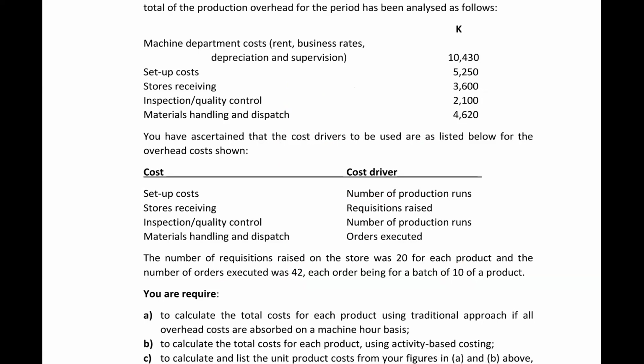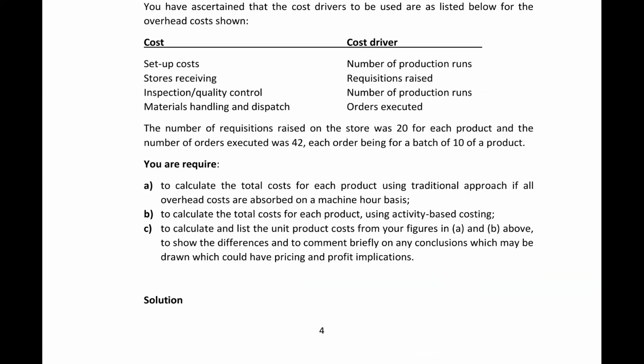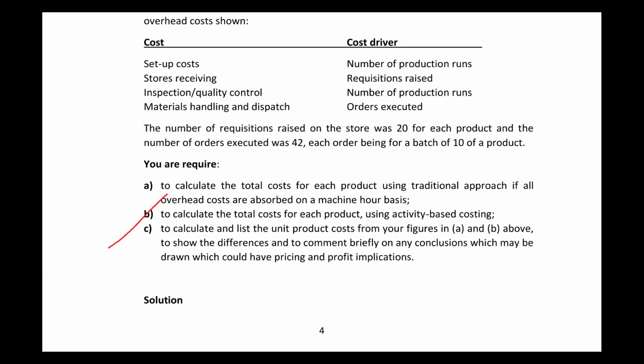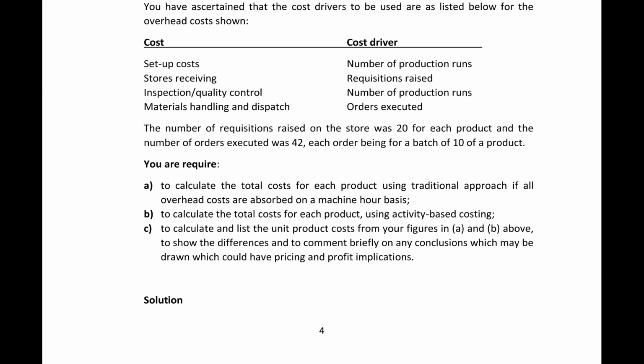What are we expected to do now? We are required to calculate the total cost for each product using the traditional approach, if all overheads are absorbed using the machine hour basis. So this one is for the traditional approach, but the B part is the one I'm interested in, calculating the total cost using activity-based costing. First of all, let me run you through the traditional one. It's easier, then we can go to the ABC cost.